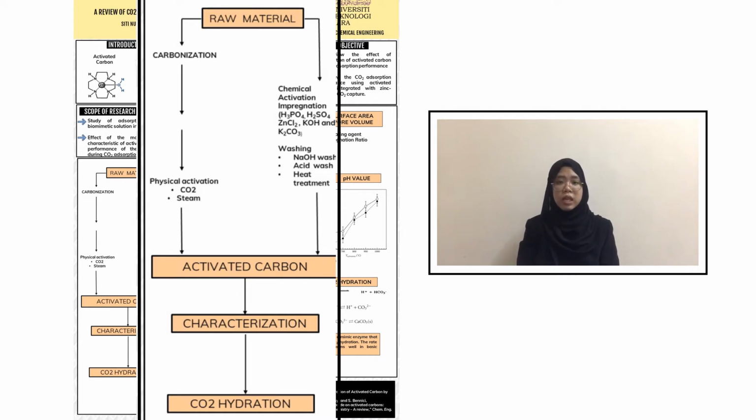Meanwhile, physical activation is a two-step process, which is carbonization and physical activation using steam, air, or carbon dioxide. The chemical activation usually takes place at temperature lower than temperature used in physical activation. Then, the activated carbon undergo analysis such as carbon yield, BET surface area, adsorption isotherm, SEM analysis, and pH value. After analysis, the CO2 is hydrated using zinc cyclen.